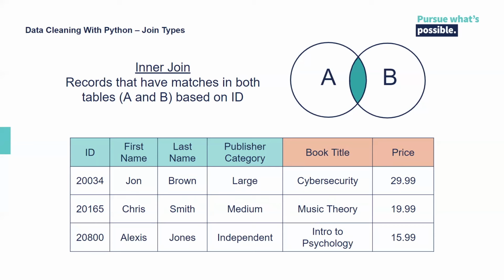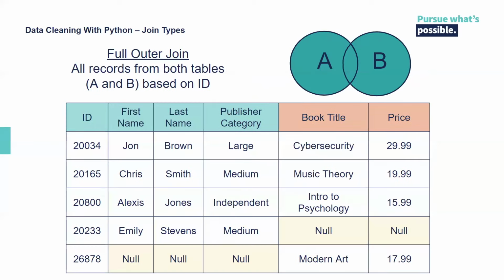That's the inner join. And then a full outer join is where we have all of the records from both tables, but they might have null values in the records that didn't match. So again, we have all three of our completely matching records at the top. Then from table A, this author, Emily Stevens, has nulls for the book title because Emily Stevens did not have a record in the book title. But then we have the book Modern Art, which did not have a corresponding record in the author table. So that's why there's null values here. So that is the full outer join.